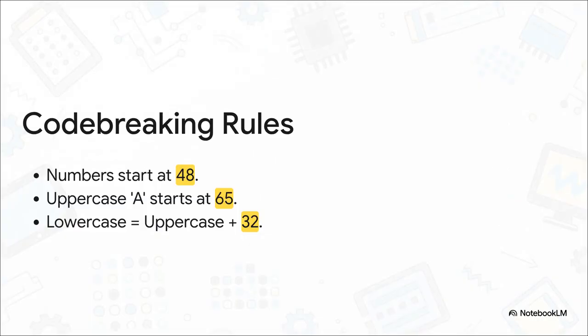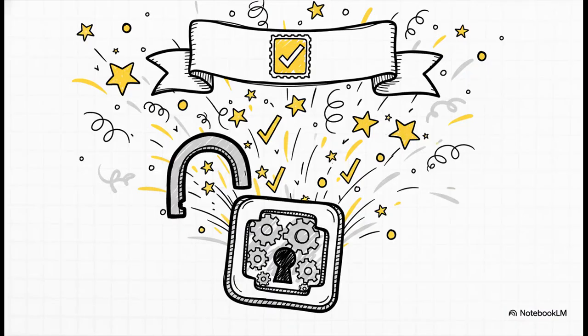And to go along with those anchors, here are your code-breaking rules. Just remember the patterns, right? Numbers, they start at 48. Uppercase A starts at 65. And lowercase, that's just the uppercase version plus our magic number 32. That's the whole system right there. And that's really it. You've got it. With just those few anchors and a couple of simple rules, you now understand the fundamental language your computer uses for text. You've officially cracked the code.